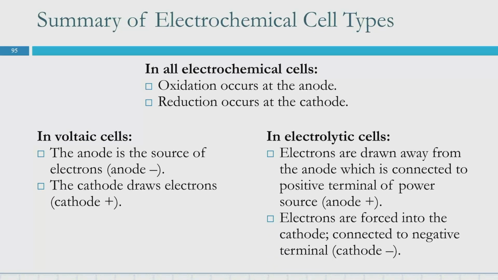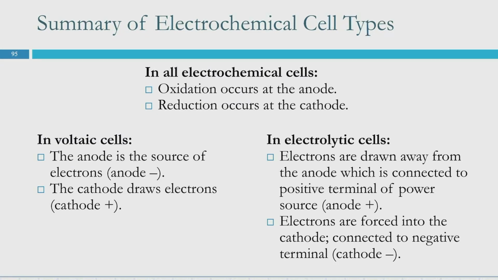A brief summary of electrochemical cell types. In all of our electrochemical cells, oxidation occurs at the anode, and oxidation is losing electrons. So that's where the electrons are going to flow from, the source of the electrons. And reduction occurs at the cathode.